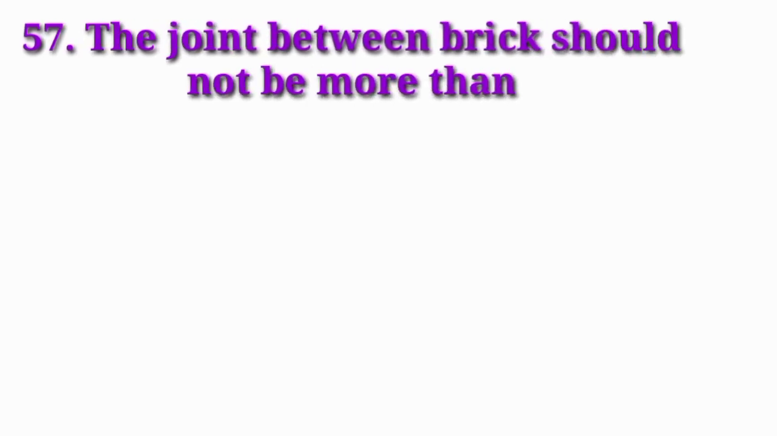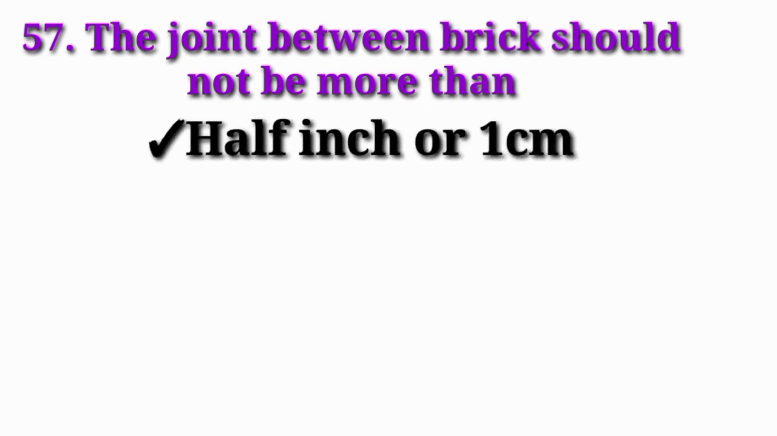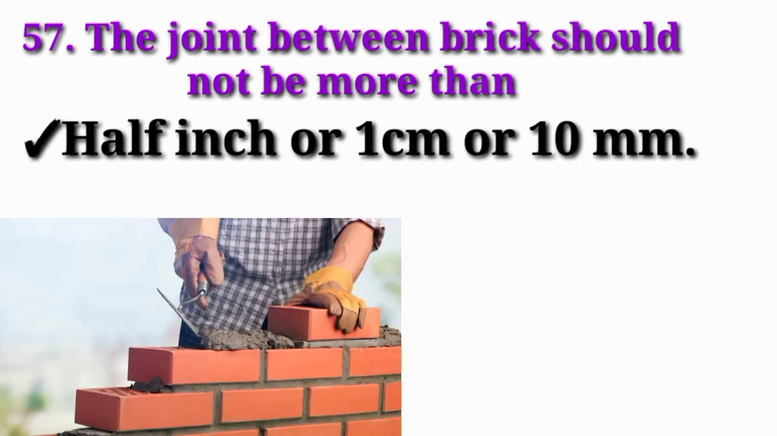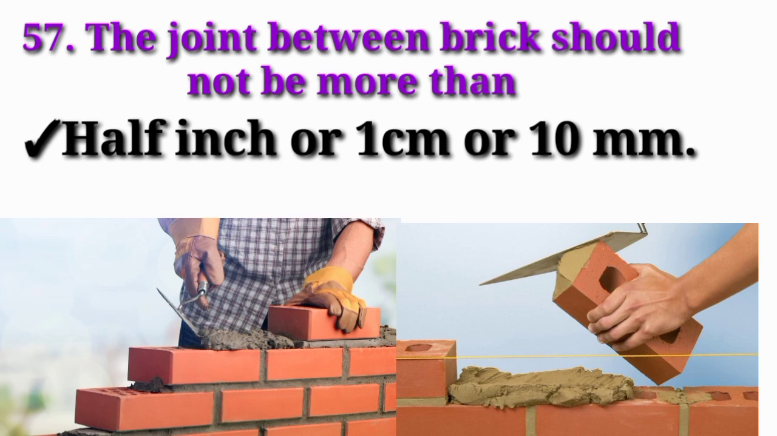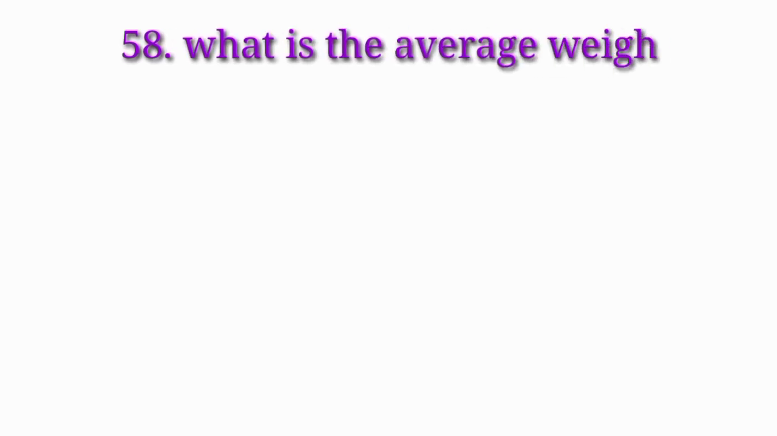Number 57, the joint between bricks, the mortar between one brick and another, should be no more than 10 mm, 1 centimeter, or half inch. One brick and another brick usually have 10 mm of mortar, not more and not less. This properly gives more strength to the brickwork wall.